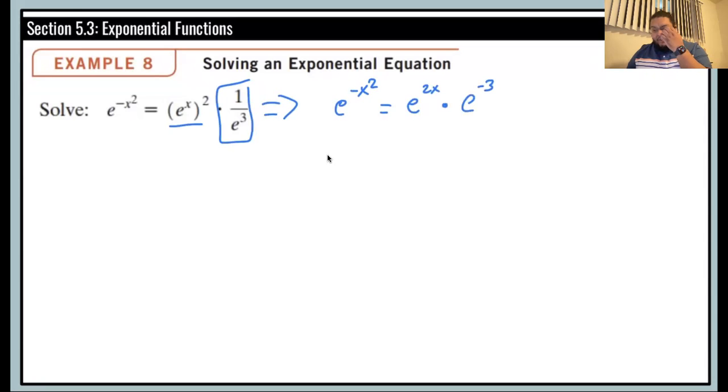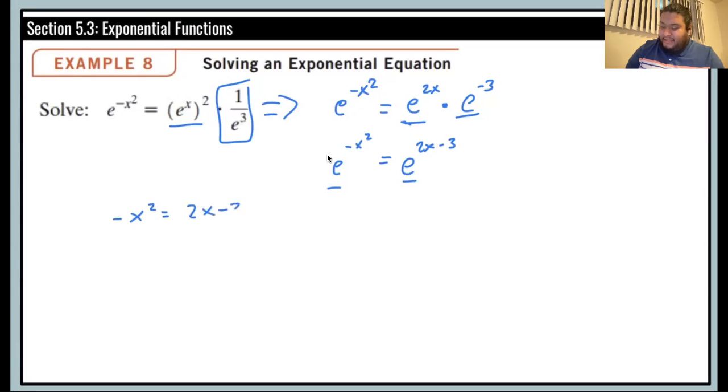And now they have the same base and they're being multiplied, so we're going to change this into addition. So 2x plus negative 3 is 2x minus 3. And this left side stays like this, negative x squared equals 2x minus 3. Now, since the bases are the same, we can solve for just the exponent. So we're going to have negative x squared equal to 2x minus 3.